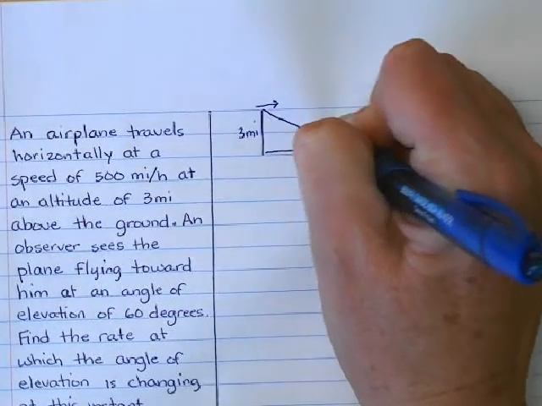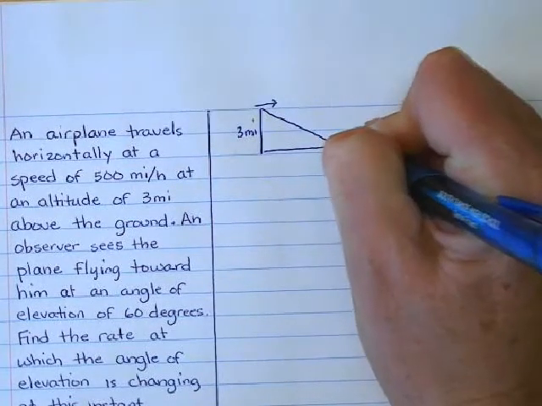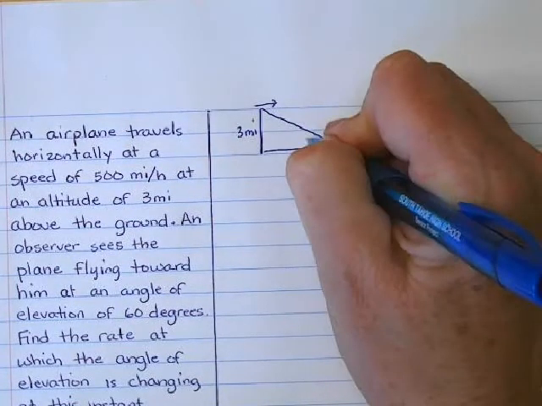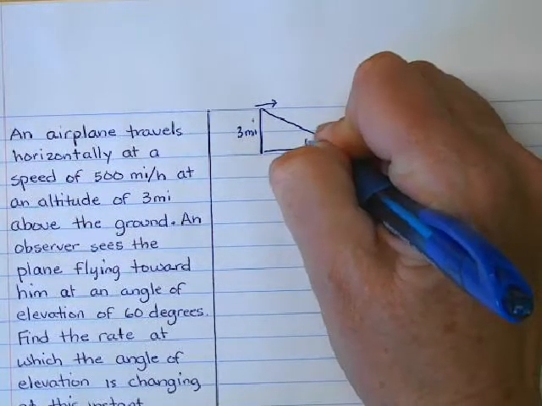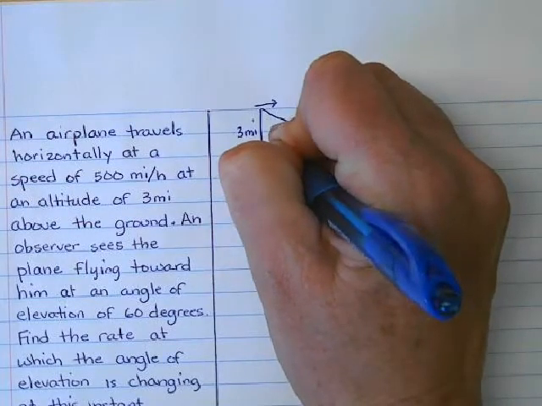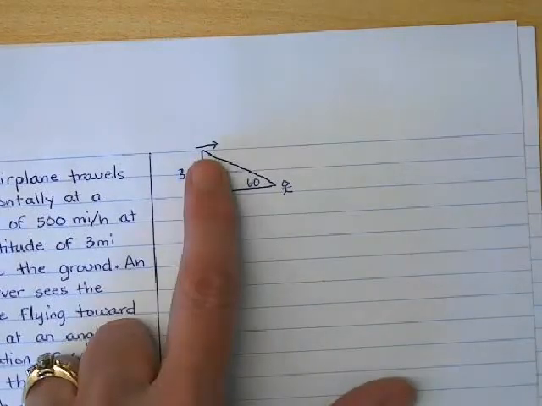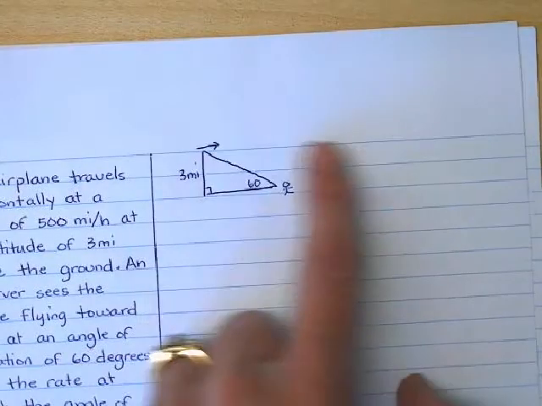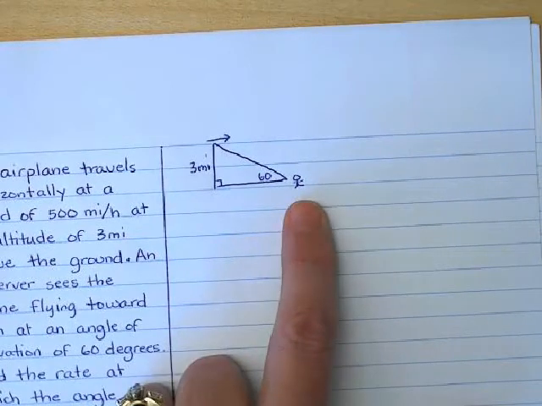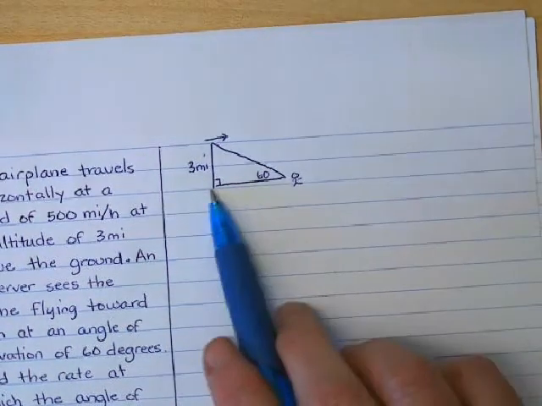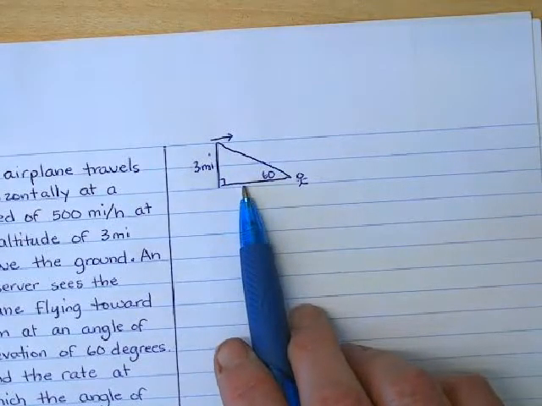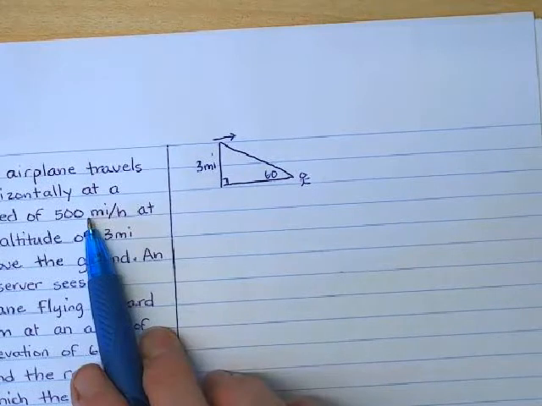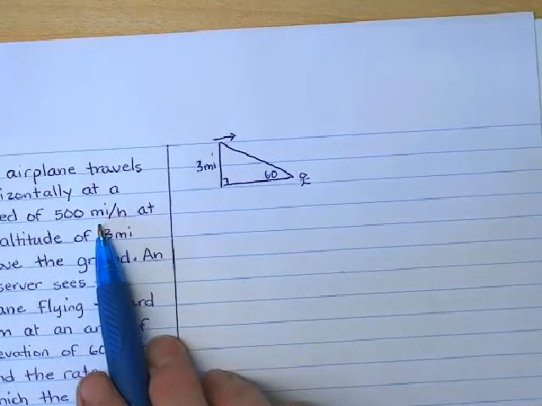I'm going to put that person over here, and they have an angle of elevation. They're looking up at the airplane, so that angle is at 60 degrees. Let's see what we know. We were told that the airplane's going towards this person, and so this value right here, this 500 miles per hour, is dx dt.